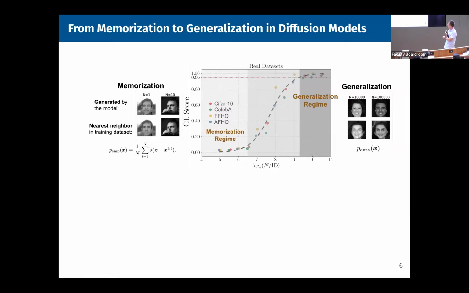And you can see that when you have limited training samples, your model is indeed learning the empirical distribution and memorizing.